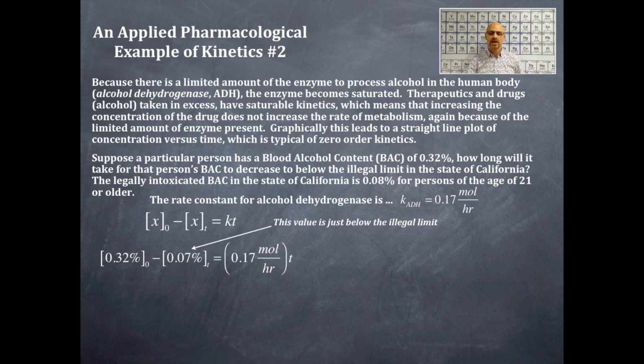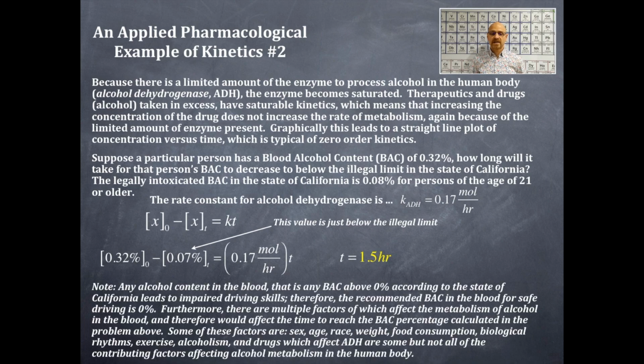Then we've got our rate constant on the other side of this equation at 0.17 moles per hour, and that's times t. So we're going to be solving for t, that is time. We do that little subtraction on the left-hand side and then divide by the rate constant. That will give us our time, and here's what we get: our time is 1.5 hours. So that's how long it's going to take to decrease that blood alcohol level from 0.32 to 0.07%.